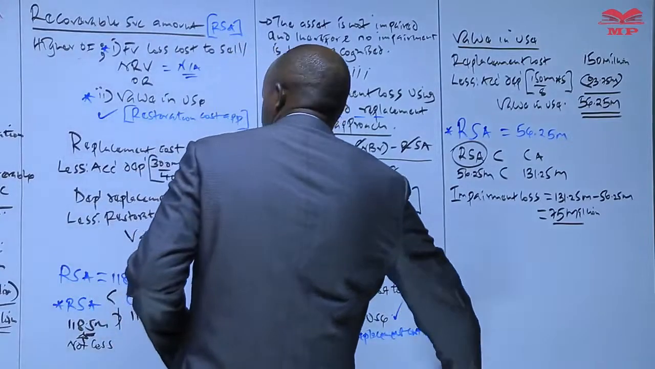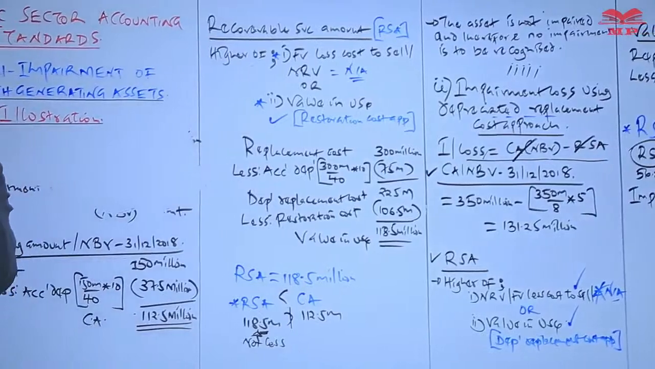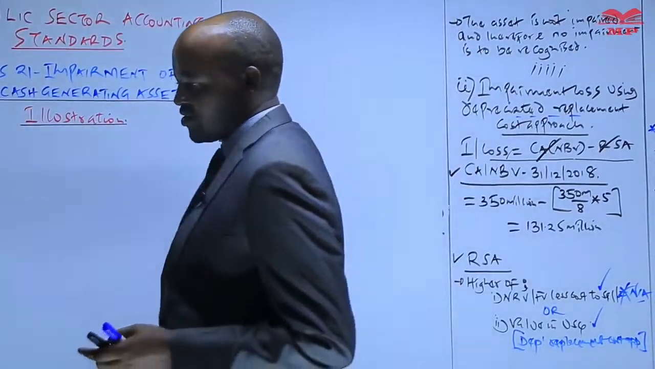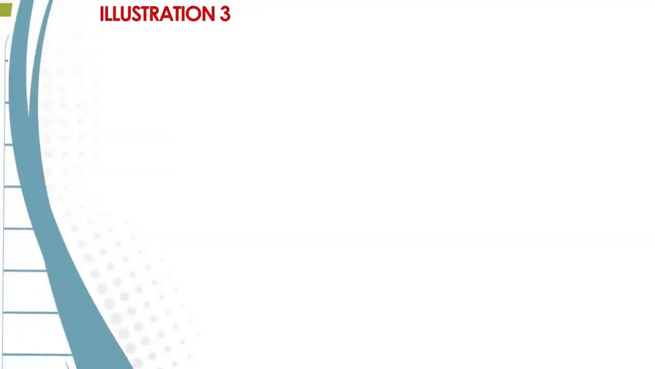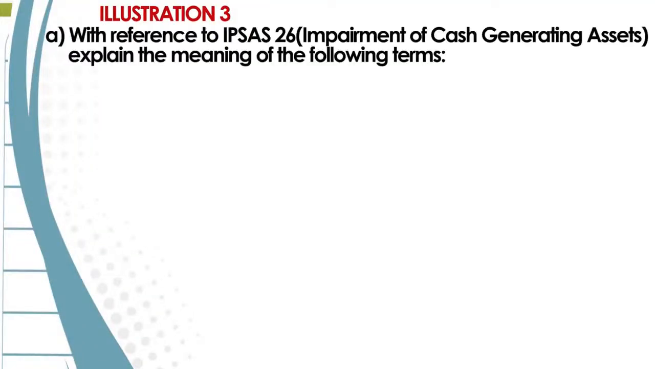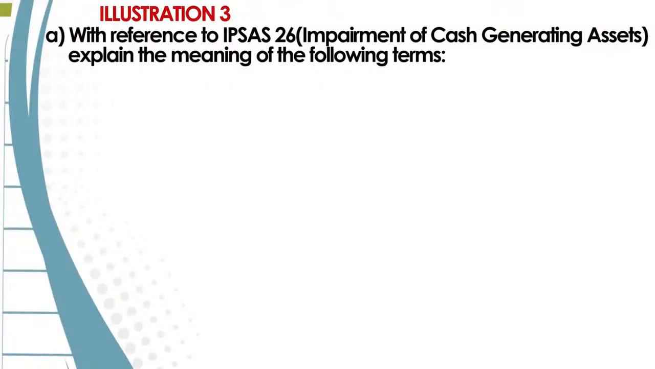I want us to look at the last illustration. Let's go through the illustration and see what we are told. The illustration leads with reference to IPSAS 26, which deals with the impairment of cash generating assets, explaining the following terms. IPSAS 26 basically is equivalent to IAS 36. So the definition of those particular terms under IAS 36 is the same as under IPSAS 26. The first term we are required to define is the value in use.